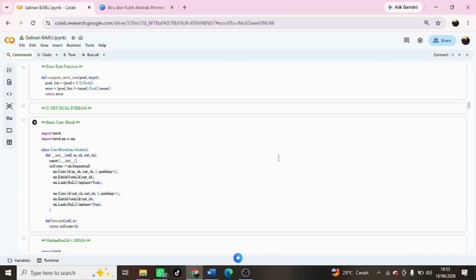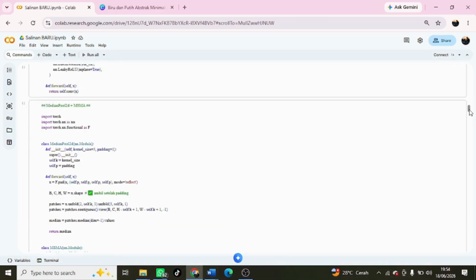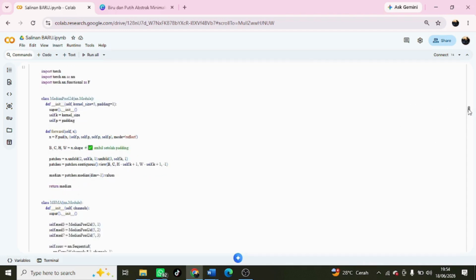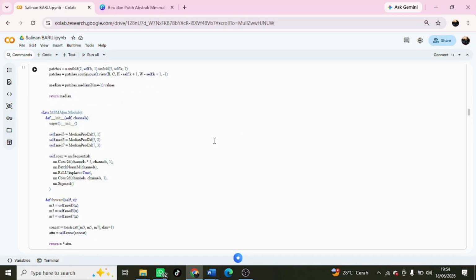After features are extracted by the conv block, they are processed using MSMA, or multiscale median attention. The main purpose of this module is to help the model focus on important information and reduce less relevant information. This module uses 3 median pooling operations with different kernel sizes: 3x3, 5x5, and 7x7. The use of multiple scales allows the model to capture both local and global information simultaneously.